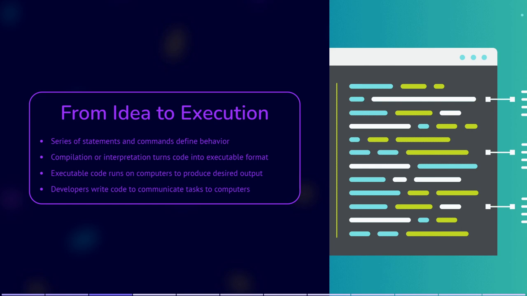by the computer. Once the code is written, it needs to be translated into a format that the computer can understand and execute. This process is called compilation or interpretation, depending on the programming language. The resulting executable code can be run on a computer or other computing devices, performing the desired tasks or producing the expected output.